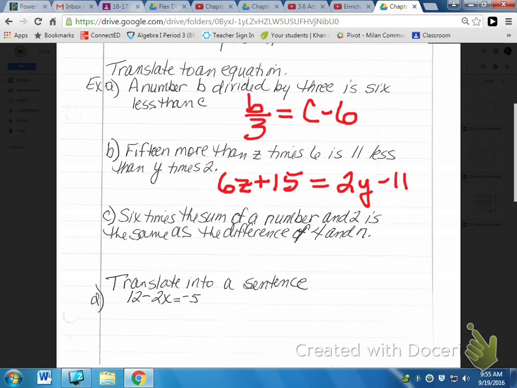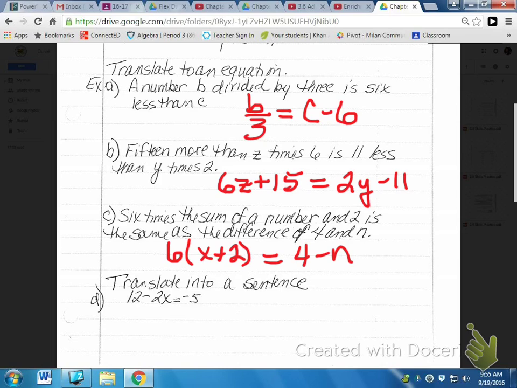Example C. 6 times the sum of a number and 2 is the same as the difference of 4 and n. So we have to be careful here. 6 times the sum of a number and 2, we don't know what that number is, and they don't tell us what variable it is, the same as the difference of 4 and n. Jared, what do you think? 6 times the quantity of x plus 2, equals 4 and n. All right.